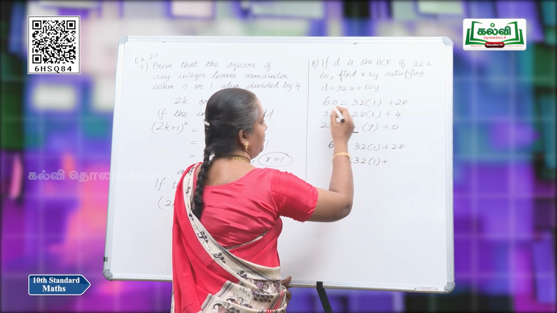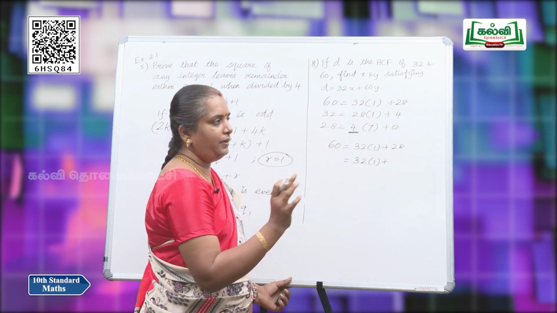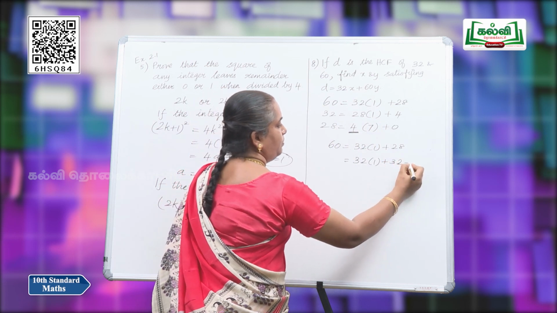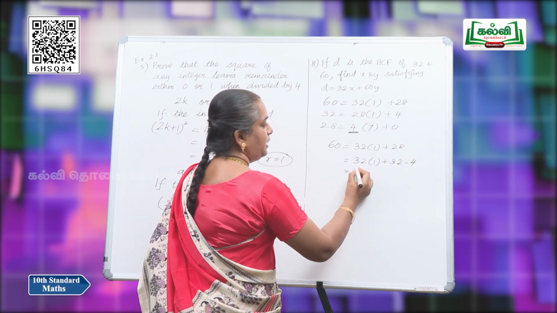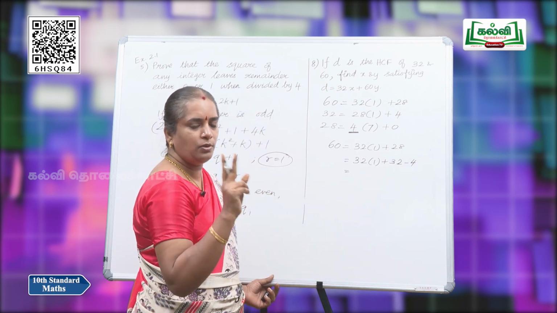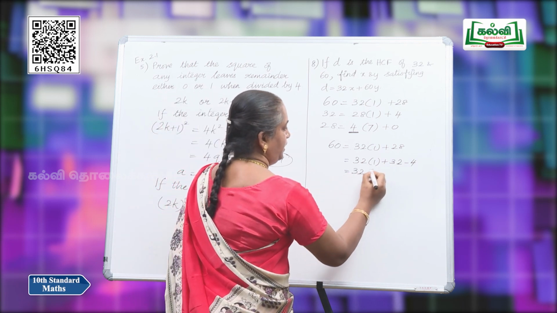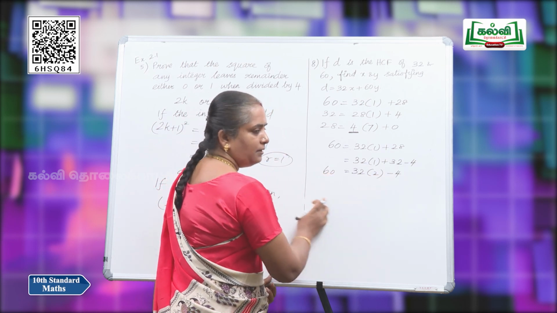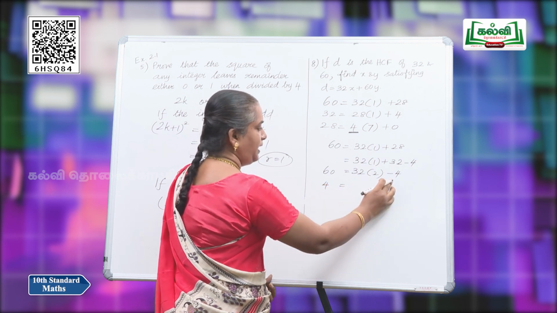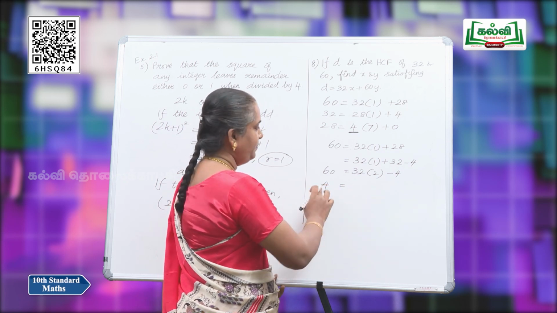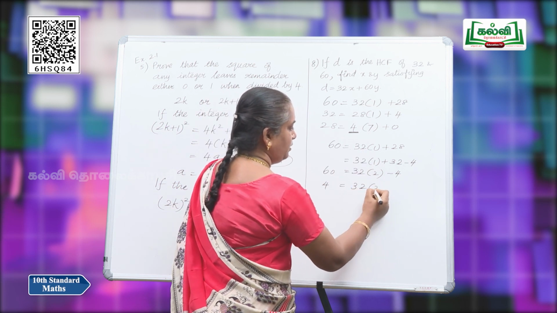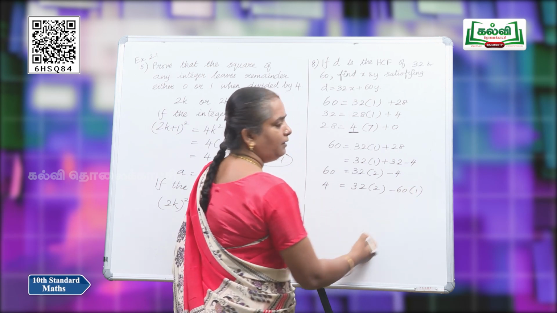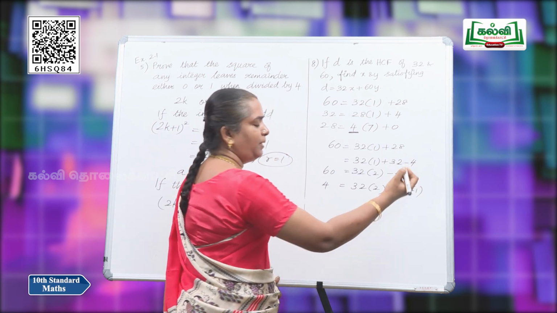Here 28 is there with 32 and 4, so we take 28 as 32 minus 4. So, 32 plus 32 minus 4 becomes 32 into 2 minus 4, which is 60. We need 4 here, so minus 4 is taken as plus 4 here, and this is 32 into 2 minus 60 into 1, or we can say plus 60 into minus 1.